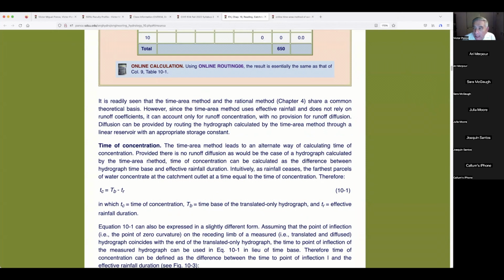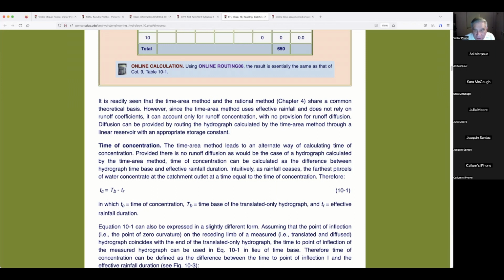recognize the limitations in calculating times of concentration, but there are various ways of doing this. And as we say in here, the time of concentration leads to an alternate way of calculating the time of concentration, provided that there's no runoff diffusion, as would be the case of a hydrograph calculated by the time area method. The time of concentration can be calculated as the difference between hydrograph time base and effective rainfall duration. So the duration and the time base.